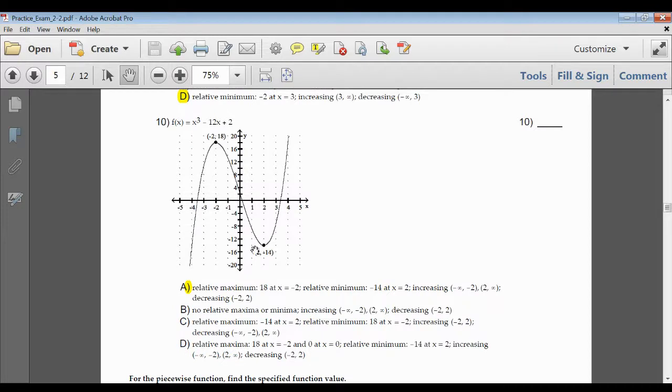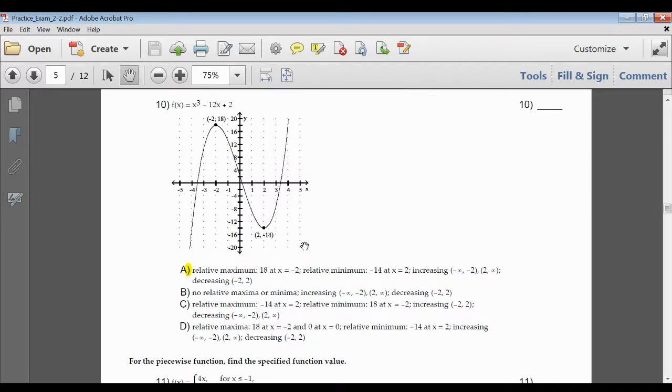Here you get a maximum and a minimum. So what I'm looking at, right at letter A, says relative maximum of 18. Well, that makes sense. This is a maximum point. The max value is 18, and it happens at x equals -2. So A is looking really good. Relative minimum happens when y is -14. At y equals -14, it happens at x equals 2.